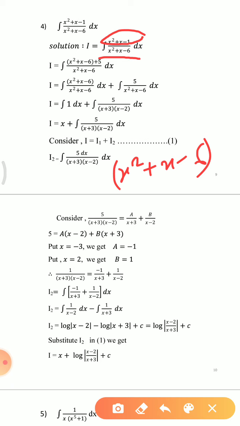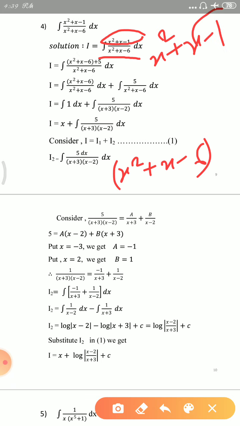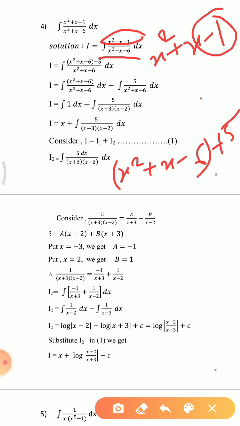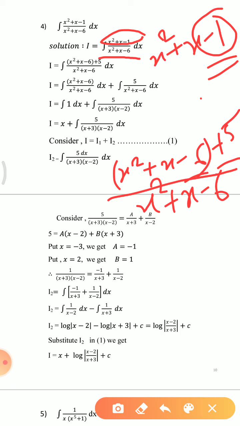Then we want minus 1, that is given here x² + x − 1, that means we want minus 1, and we have to adjust minus 6, so we take plus 5 here, that means minus 6 plus 5 is equal to minus 1. We have to adjust the numerator. The denominator remains as it is, x² + x − 6. This we have to adjust in the numerator term.